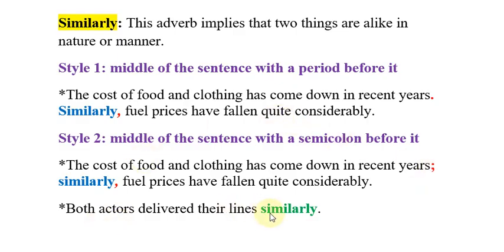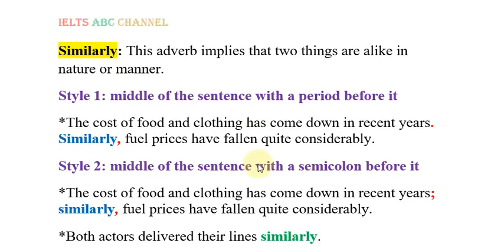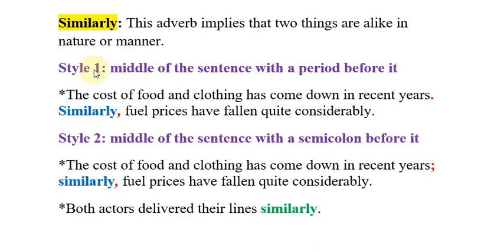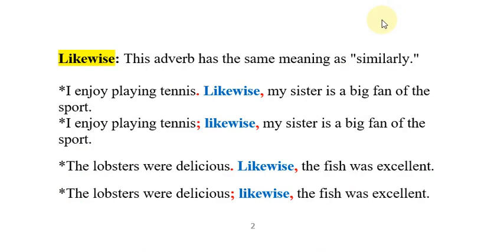Well, you can also use similarly at the end of a sentence like this. Both actors delivered their lines similarly. Similarly, you can use it at the end of the sentence here as an adverb. It is not necessary to join two sentences, but if you use it to join two sentences, you should call it a conjunctive adverb. Use either style one or style two. Good. Let's have a look at some other examples.